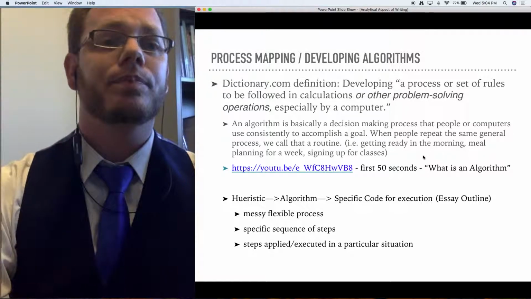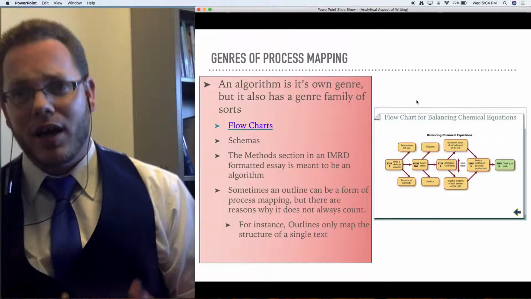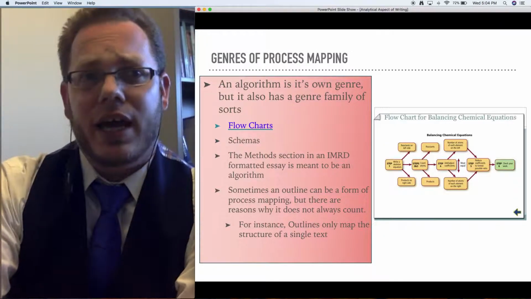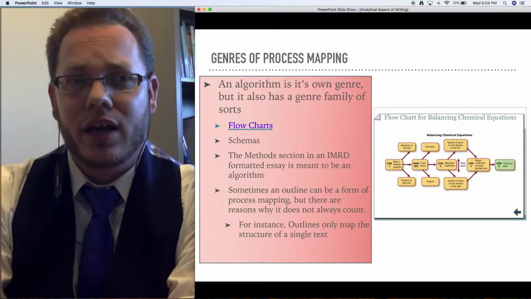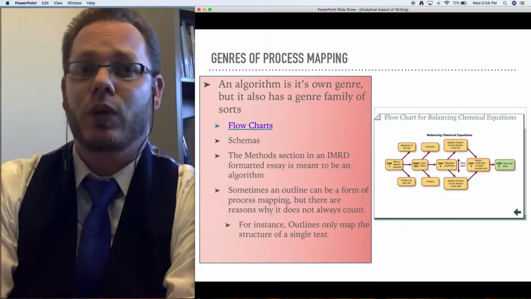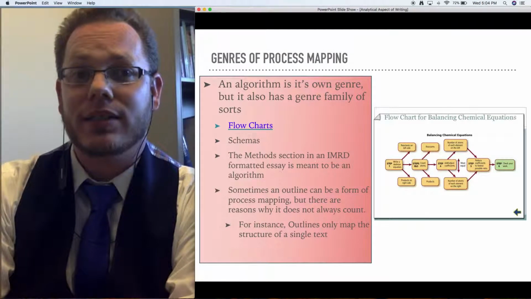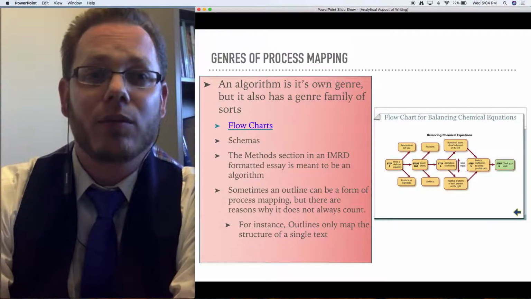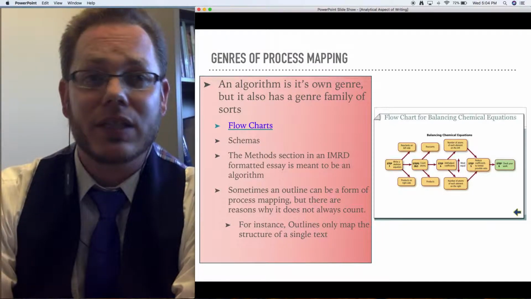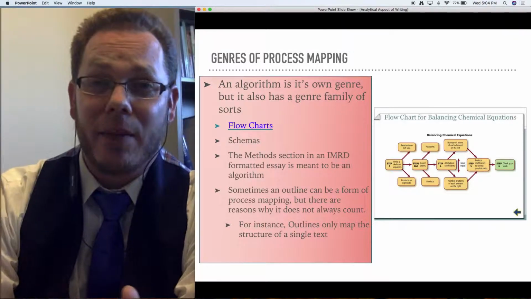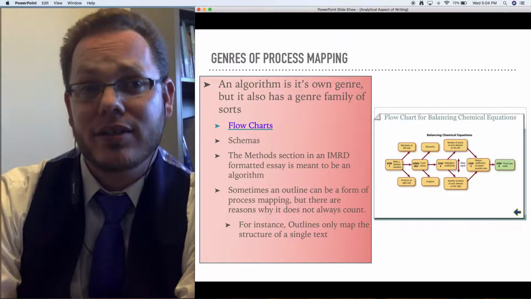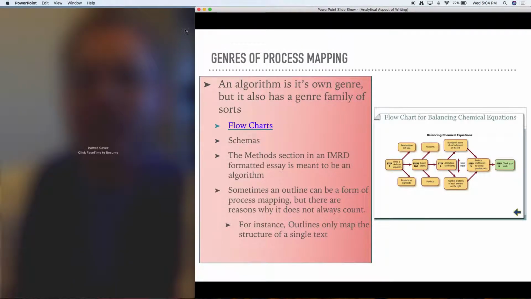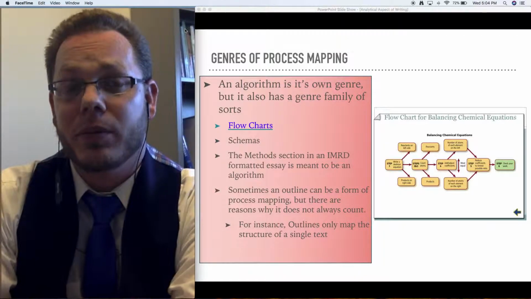Okay, so with that, as we think about how to map processes, we can think of algorithms as its own genre, and it has a genre family of sorts. So there are things we can do to map algorithms or to map processes. We can look at things like flowcharts. We might look at schemas, or schematics, kind of same root word. Or if we're doing lab reports, or if we're doing science writing, the methods section in an IMRD formatted essay is essentially an algorithm for accomplishing that experiment.